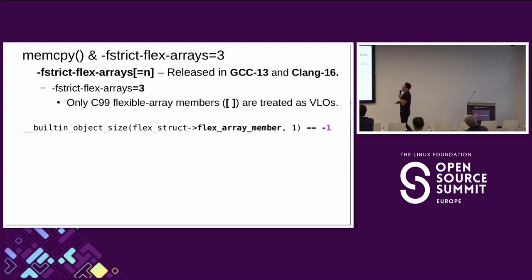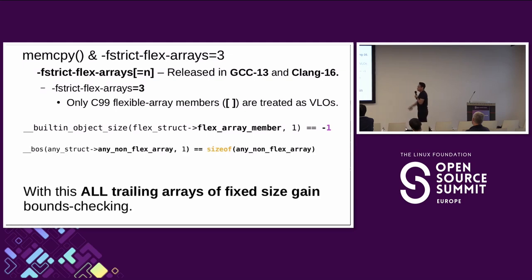So that means that if the compiler runs into a trailing array of any concrete size, this time those builtin functions are going to treat these trailing arrays as objects of a concrete size, right? And they are going to return the actual size of the object. So yeah, with this, all trailing arrays of fixed size gain bounds checking with the FORTIFY version of memcpy, because now __builtin_object_size in mode one is behaving correctly, right? Of course, as long as we have strict flex arrays enabled.